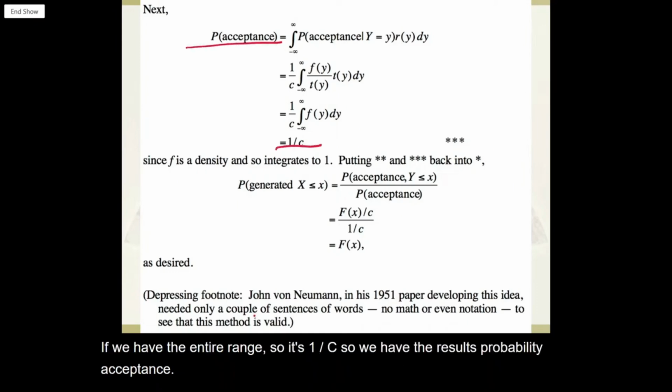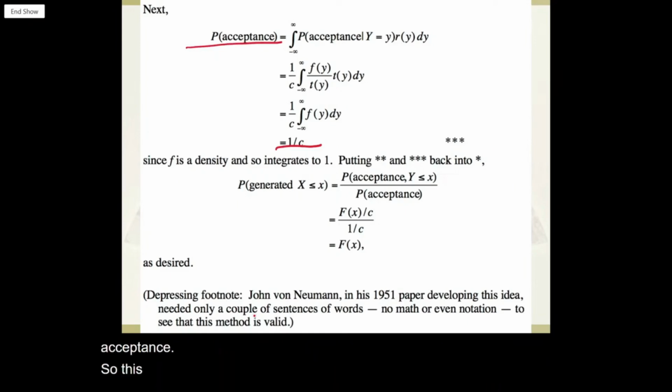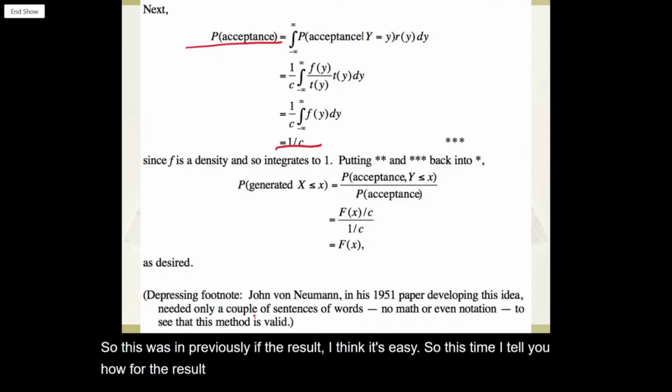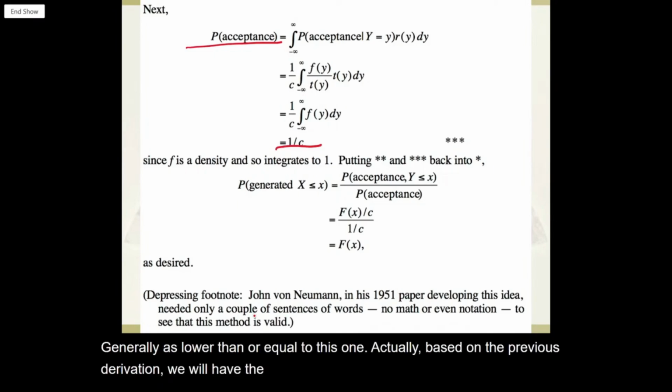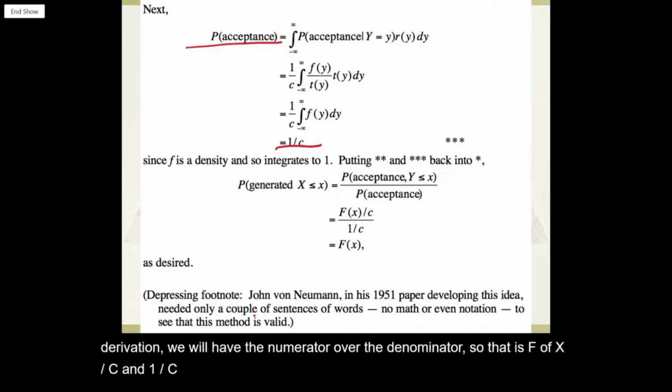Previously, if you know the result, I think it's easy. So this time, I already have the result directly. Generate S lower than or equal to this one. Based on the previous derivation, we will have the numerator over the denominator, so it's F of s over C and 1 over C. So finally, this one.